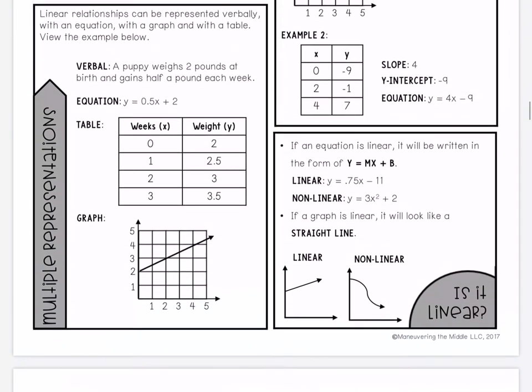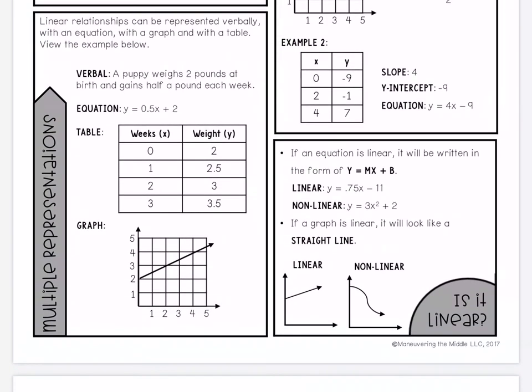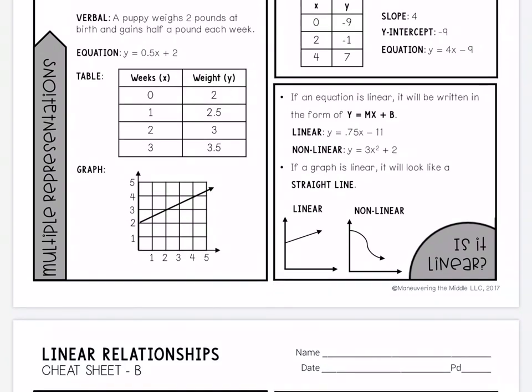And then these are some example problems of multiple representations over here on the left. One way to describe if the equation is linear is that it will look like a straight line, and it has to be in the form of y equals mx plus b. There can't really be any exponents because that would indicate that it's nonlinear.